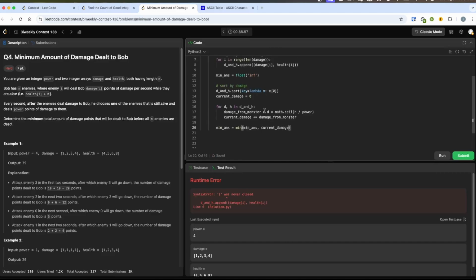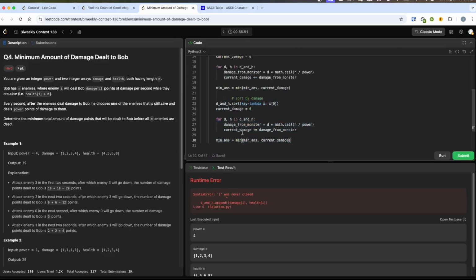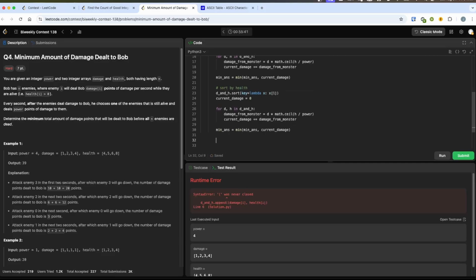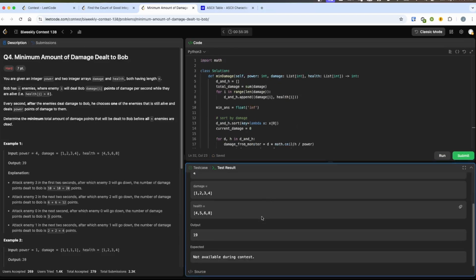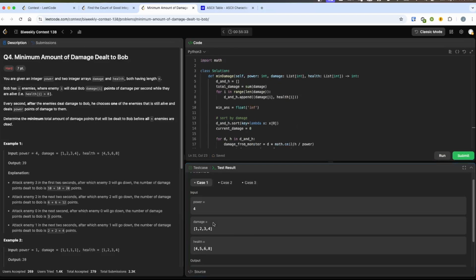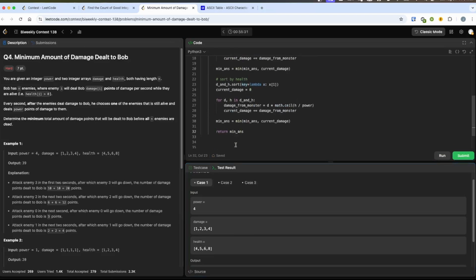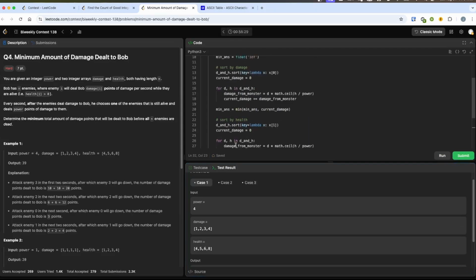Okay. Then we're just going to do the same thing, but we're going to sort it by health. We're going to do 1, and then we're going to return. This is just an experiment. I'm not confident this is going to work. We got 19, right? So that's clearly not correct.